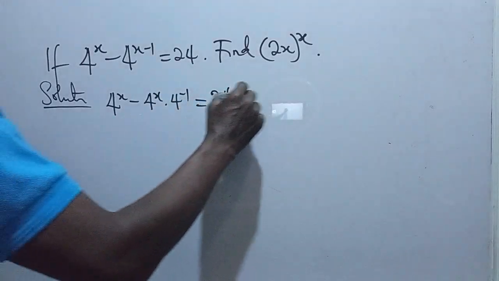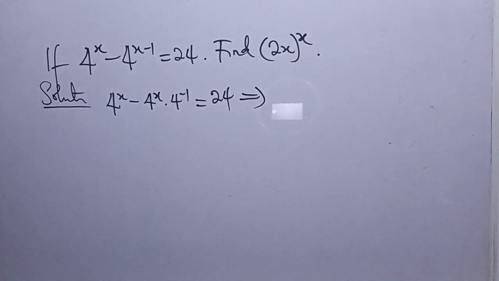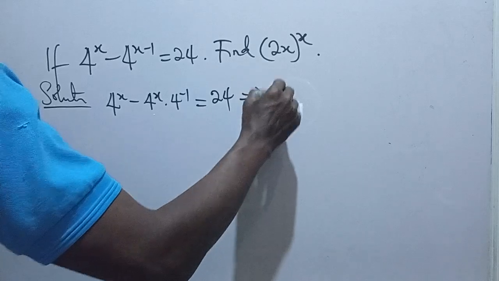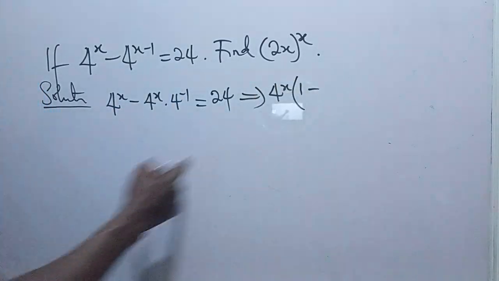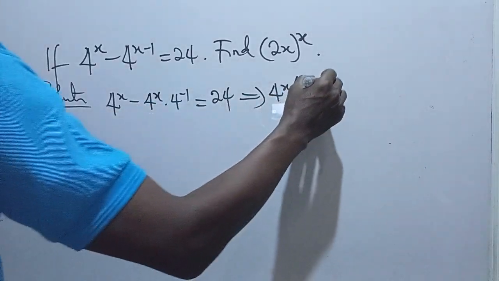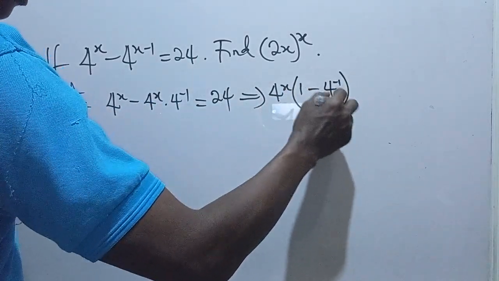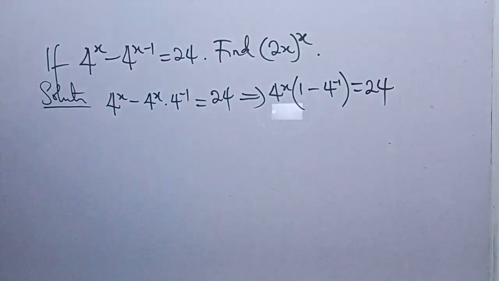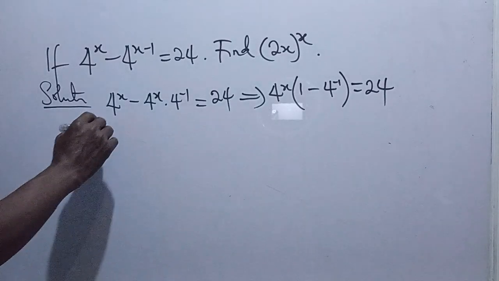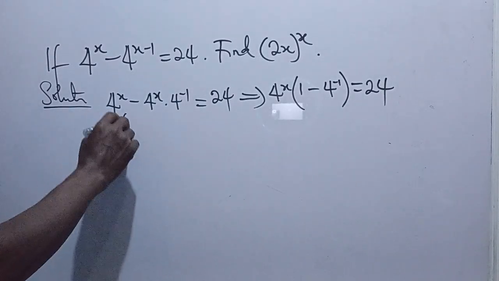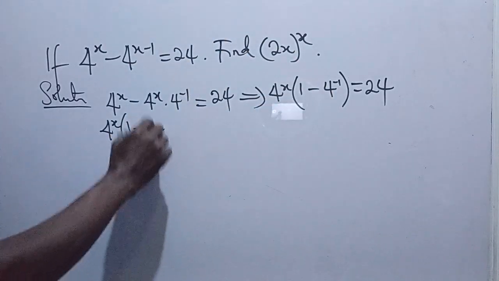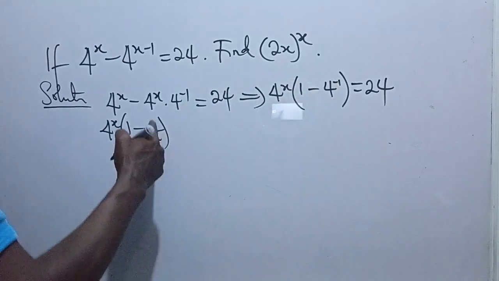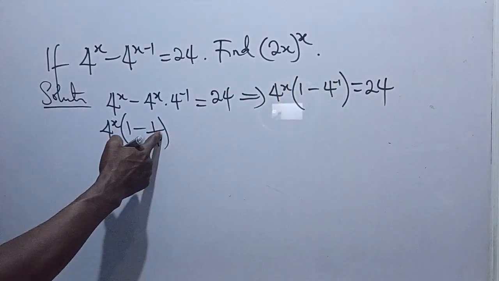All right. So this gives us the thinking to know that 4 raised to power x is common here. If 4 raised to power x is taken from here, you have 1 left, minus, and if it is taken from here, you have 4 raised to power minus 1, which is equal to 24. Hope that is clear. So we have 4 raised to power x into 1 minus 4 raised to power minus 1, which according to the law of indices is 1 over 4. I hope you get that, that the negative here means 1 over 4 raised to power 1.